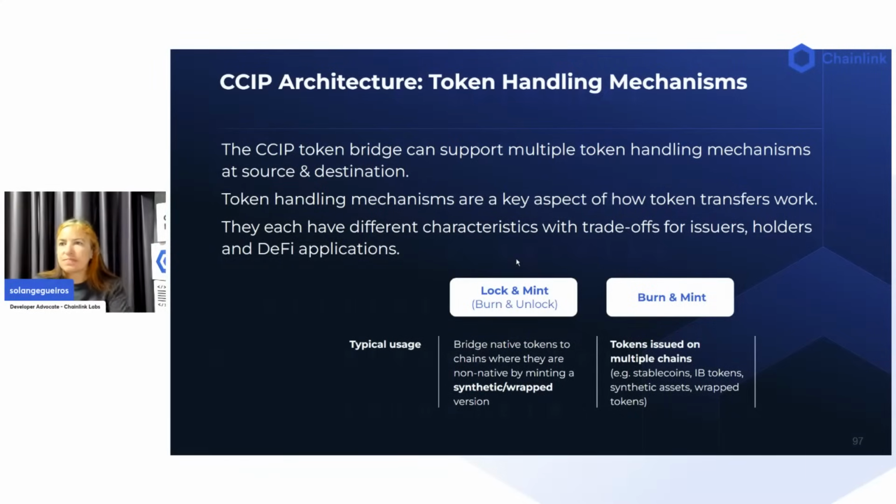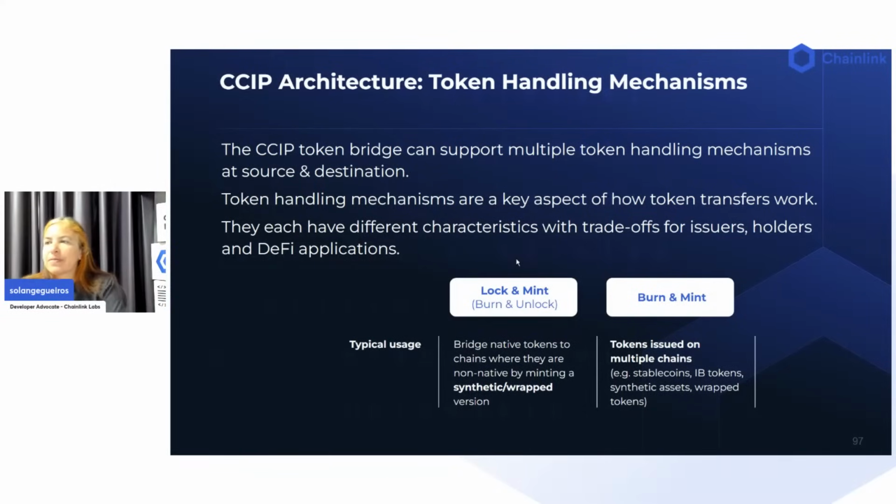Imagine that you have a token in the source blockchain, and to send this token to the destination blockchain, we have two options. Either you lock that token in a smart contract so it cannot be used anymore, or you burn the token on the source blockchain. Then in the destination blockchain, you mint, or you unlock if you already have some amount of tokens over there.